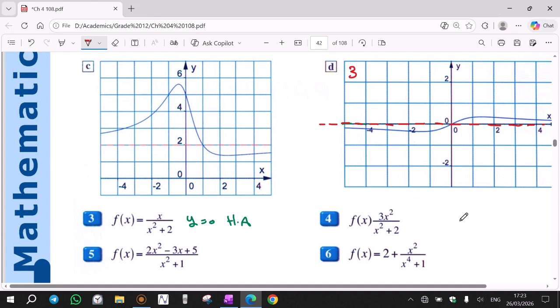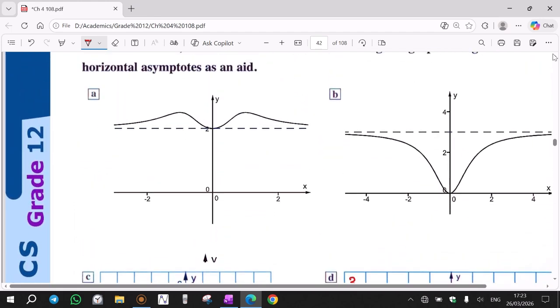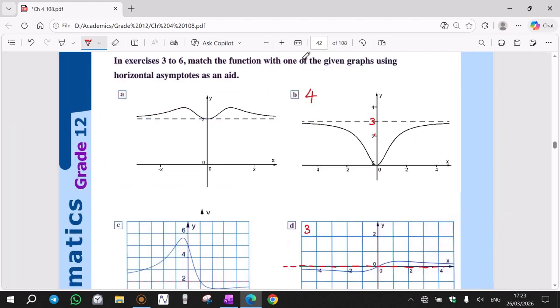Now, number 4. Number 4 degree of up and down are the same, then y equal to 3 is horizontal asymptote. Is there any graph that has the horizontal asymptote on 3? Let's check. Yes, B. This is 3, it's between 2 and 4. This horizontal asymptote is 3. That means B belongs to number 4.